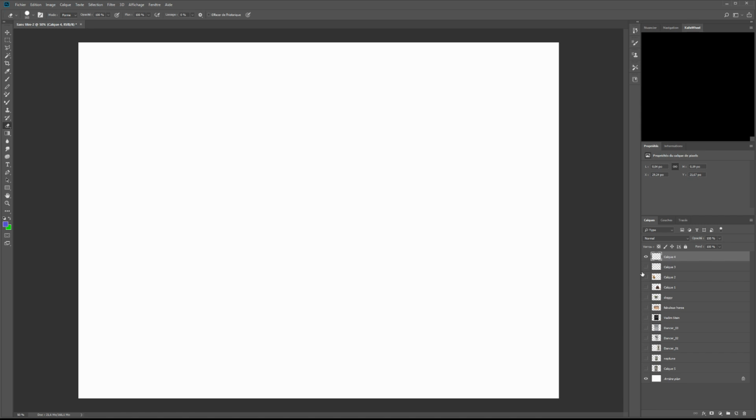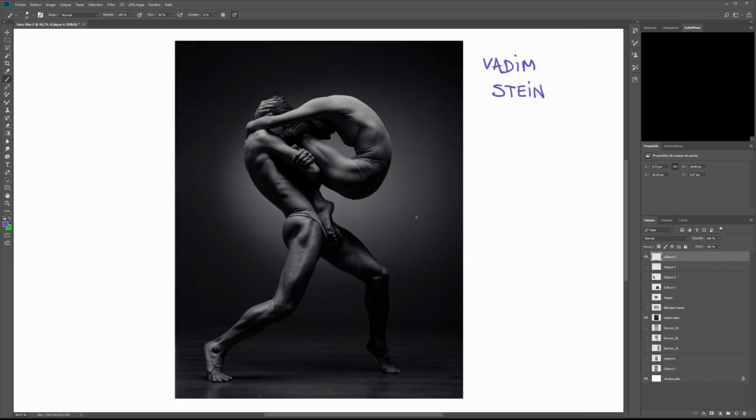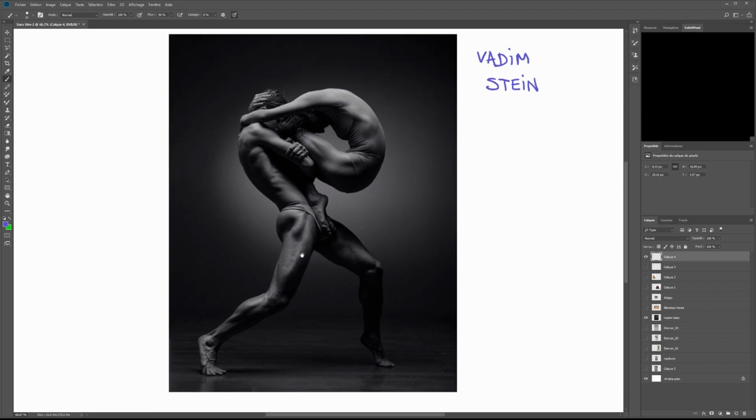Using this principle, you can really create some very good poses with a lot of energy and a lot of tension and a lot of flow, and even with several characters, like on this photo, for example, from the amazing photographer Vadim Stein. I'll write his name. Vadim Stein here. Okay, we're gonna break down this photo just a bit.